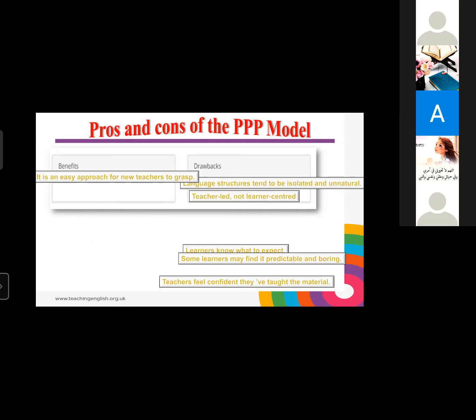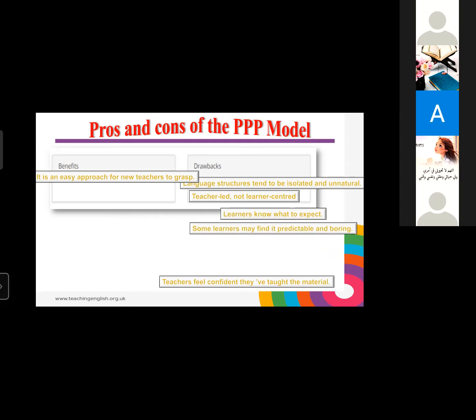Also, teacher-led, not learner-centered. So it depends more on the teacher. Learners know what to expect. The teacher is giving them a lesson about, today we're going to know about kaza or kada. So the learners know what to expect. They can expect what the teacher is going to tell them. Okay. Some learners may find it predictable and boring.